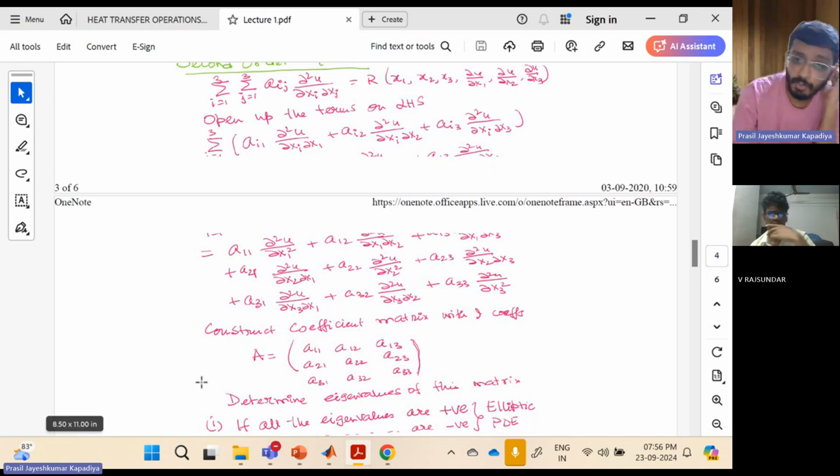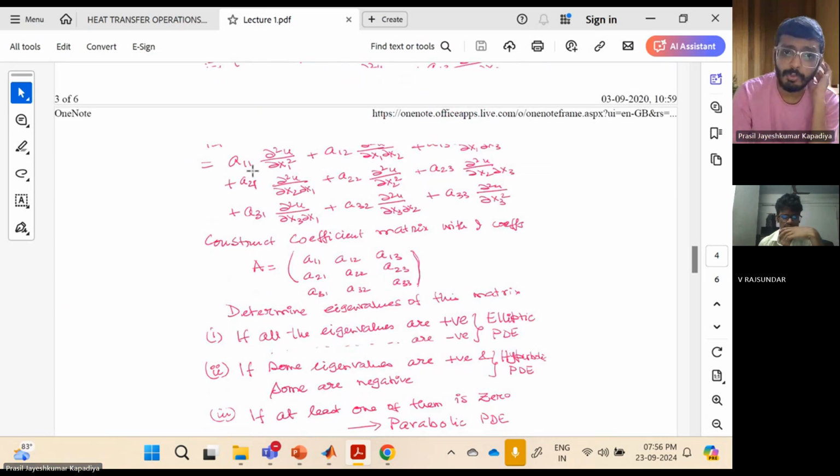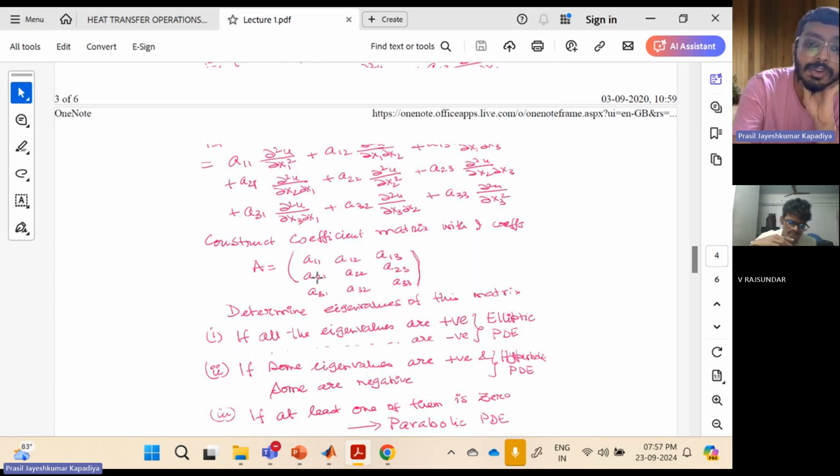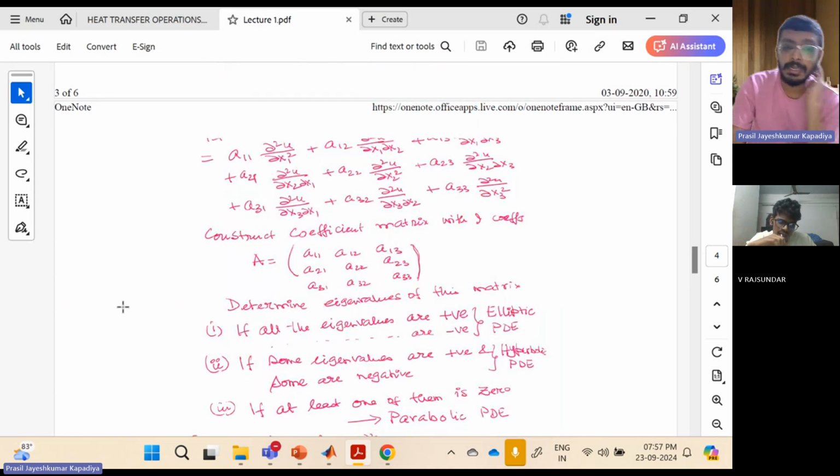Like this, we form a coefficient matrix A where A11 is the coefficient of del square U by del x1 square. A12 is the coefficient of del square U by del x1 del x2. This term we generally don't have in our examples. So these terms A12, A13, A21, A23 are generally zero. We only deal with the diagonal. So what is elliptic PDE?